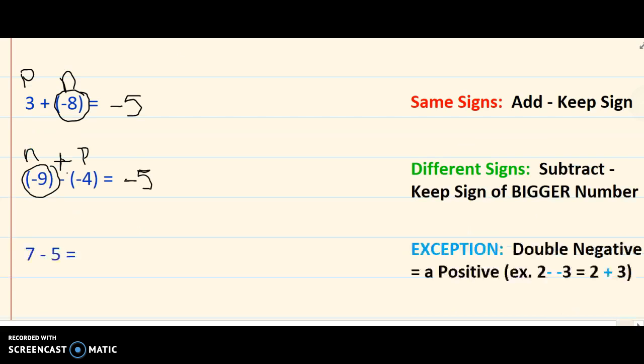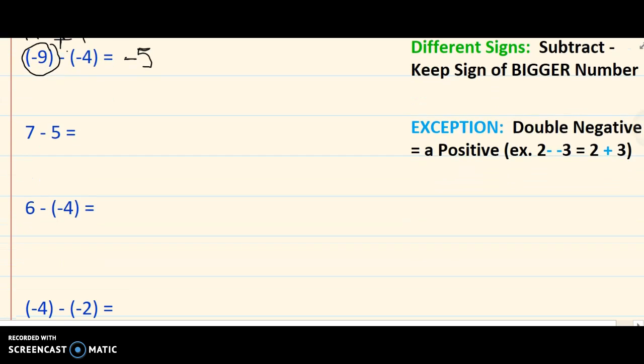All right, moving right along. 7 minus 5. The 7 is positive. That negative sign in front of that 5, or that subtract sign in front of that 5, that makes that a negative 5. So the signs are different. Subtract. Keep the sign of the bigger number, positive.